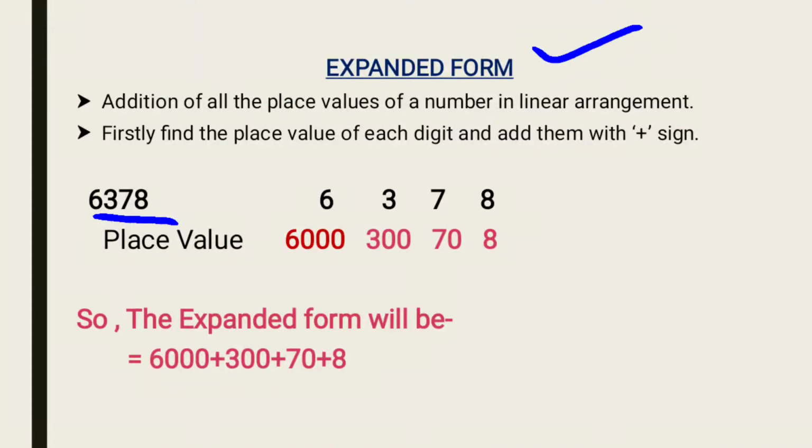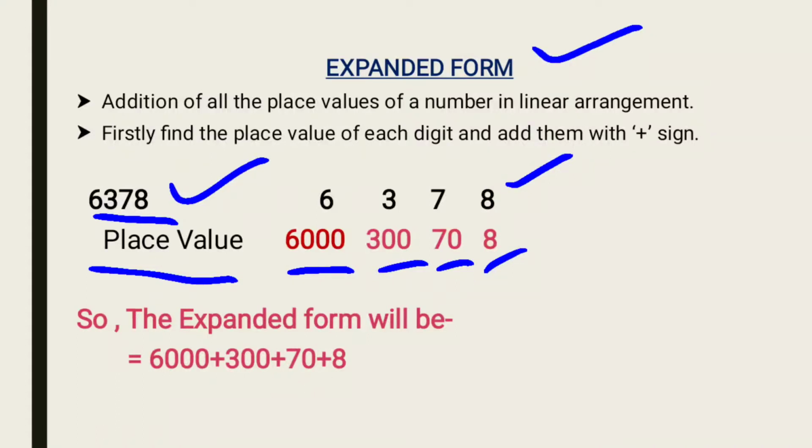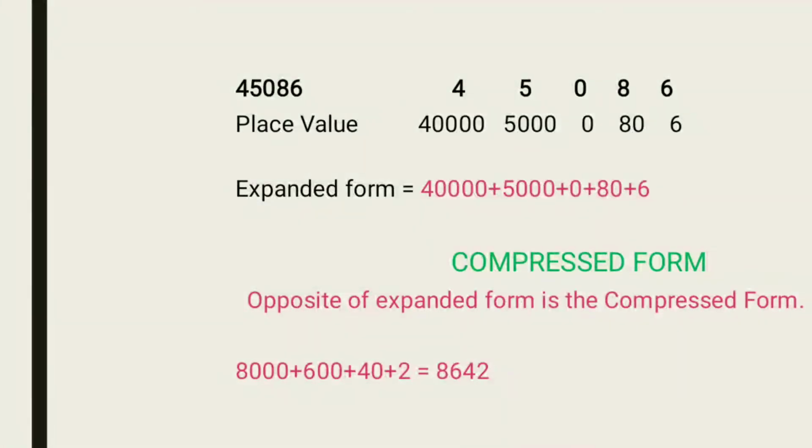6378. We have the place values. For the number 8, the place value of digit 8 is 8. For 7, it is 70, for 3 it is 300, and for digit 6 the place value is 6000. So we are here with the place values. Now add them. Very simple. So the expanded form of the number 6378 will be the addition of all these place values. Very simple.